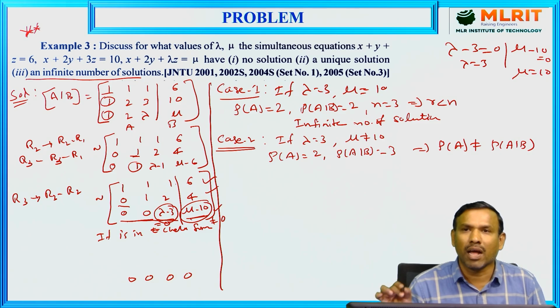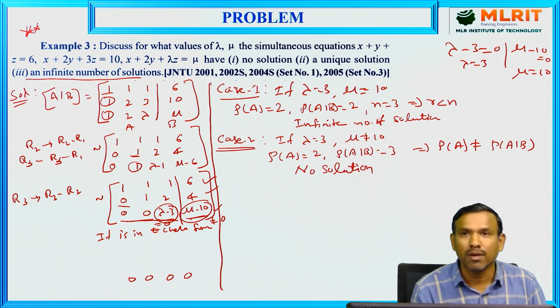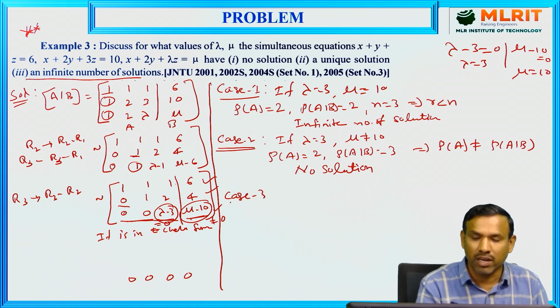We are very clear: rank of A equal to rank of A by B, then only there is a solution. That may be unique, that may be infinite. But rank of A is not equal to rank of A by B. So, therefore, the system has no solution and that is said to be inconsistent. Now, the no solution case is also completed.